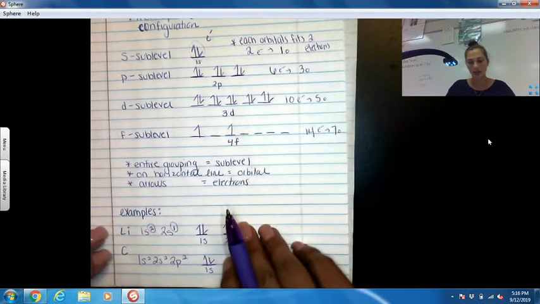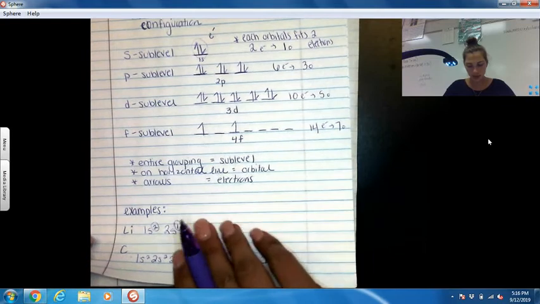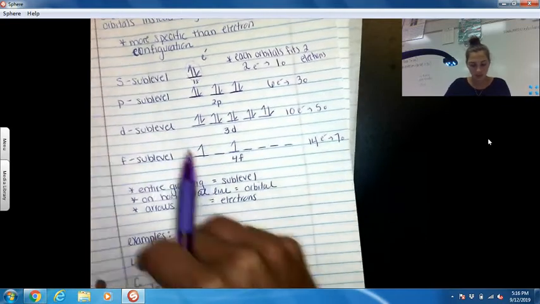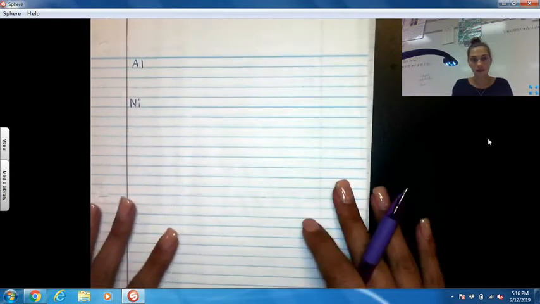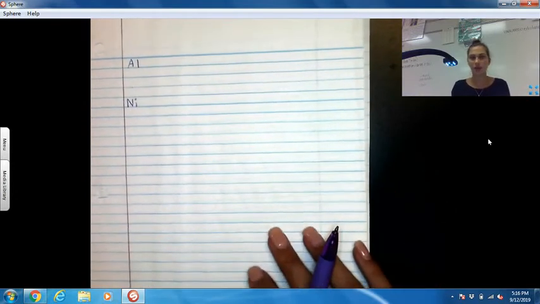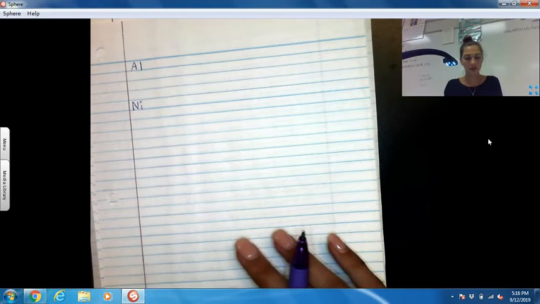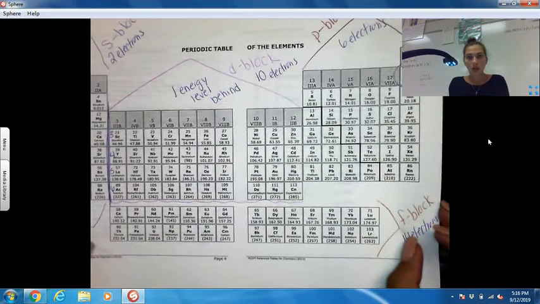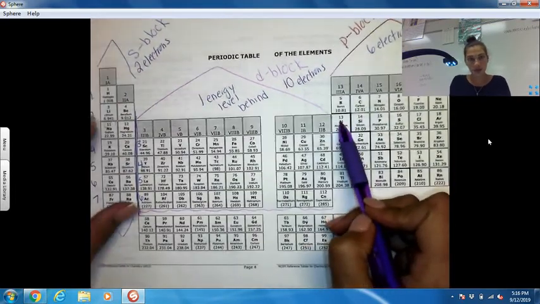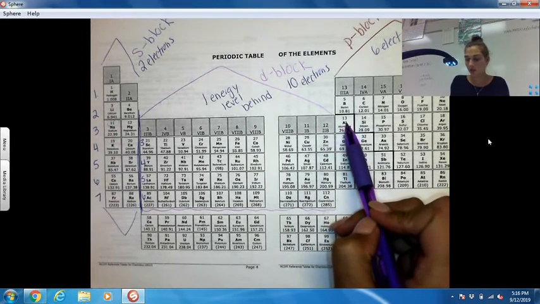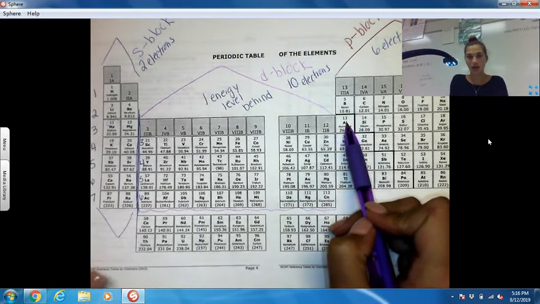Okay, I just have a few more practice problems so you kind of get the hang of it. All right. Here we have aluminum. So again, let's go ahead and write the electron configuration first until we get really used to it. So aluminum is in our third energy level and our P block. So let's go ahead and write out the electron configuration for it.